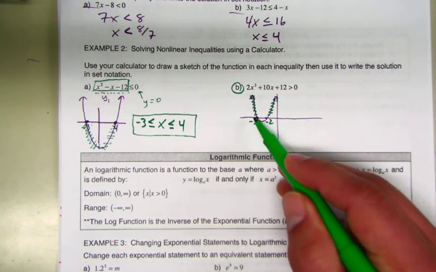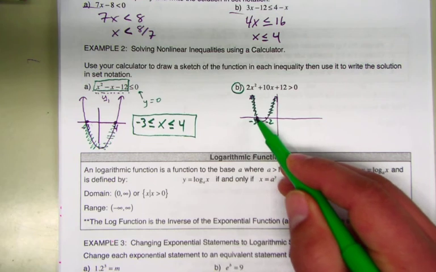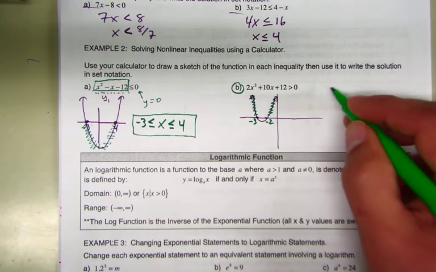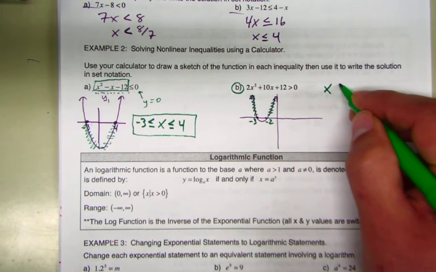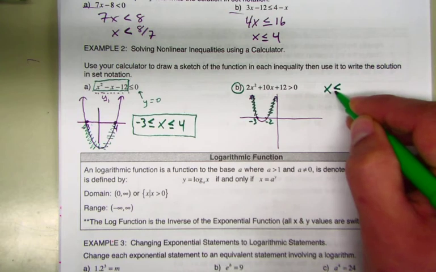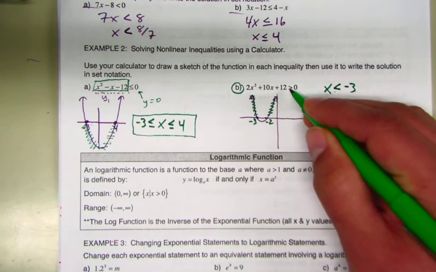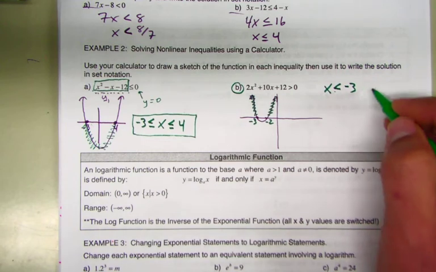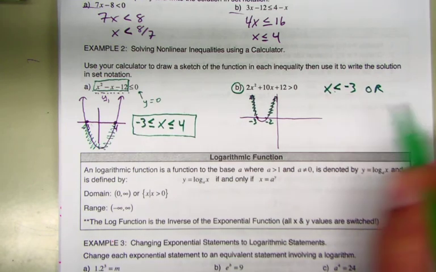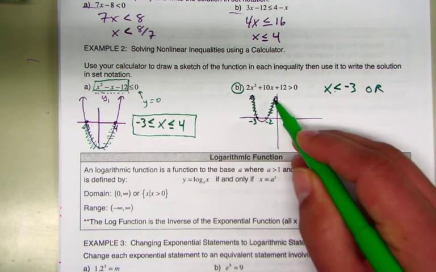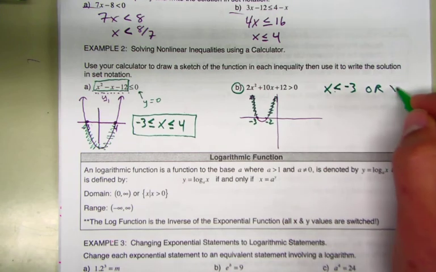Are we to the left or to the right of -3? To the left. So what does that translate to? X is less than -3, and we don't want to say equal now because it's not equal to start. Or, what do I say with this part? X is greater than -2.